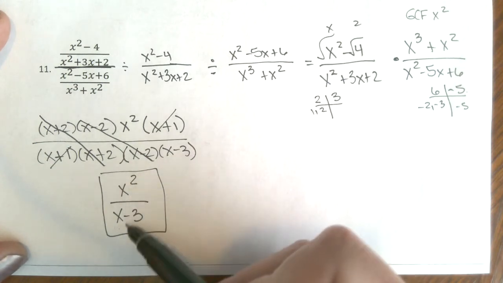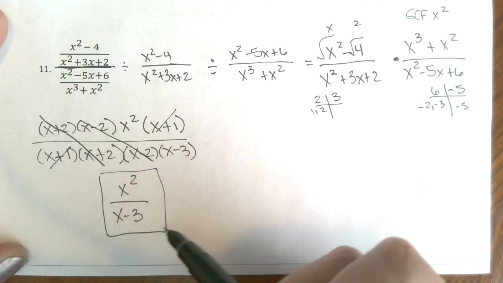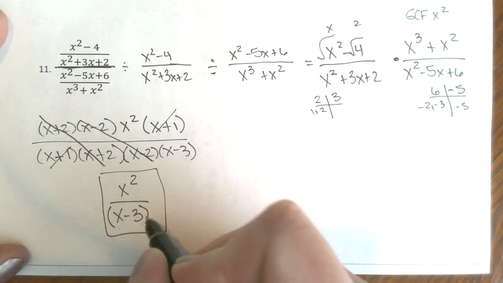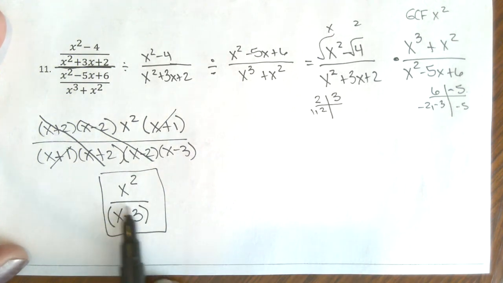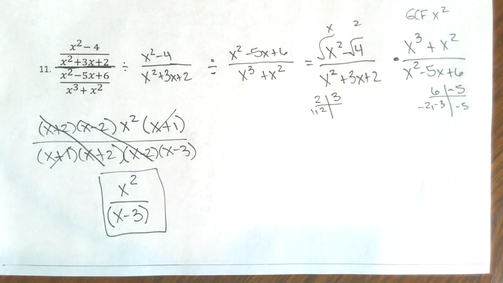You are absolutely positively not allowed to cancel this x to the second with this x, because this x minus 3, this is a factor that's working as one whole unit together. And so that's why that is my good final answer.